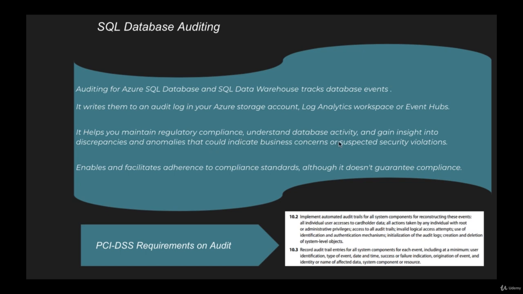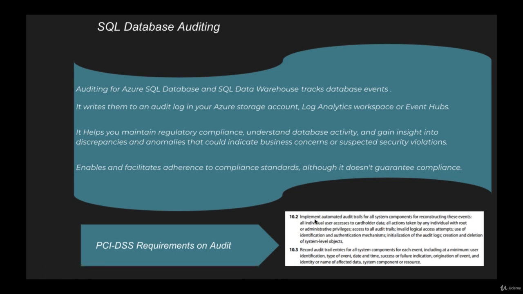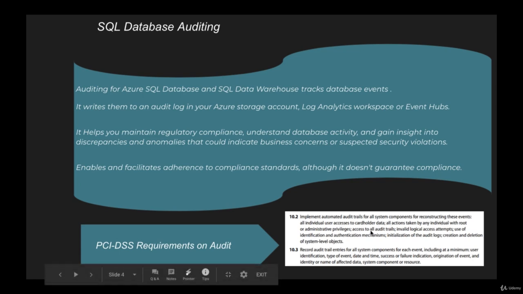Now, when we say it helps you maintain regulatory compliance, consider the requirements from PCI DSS. Organizations like Visa and MasterCard, which process customer credit card information, have mandatory requirements they need to follow. Requirement 10.2 says to implement automated audit trails of all system components for reconstructing events involving individual user access to cardholder data. This information lies in the database itself, or some application might be processing it, so this auditing requirement comes from PCI DSS.